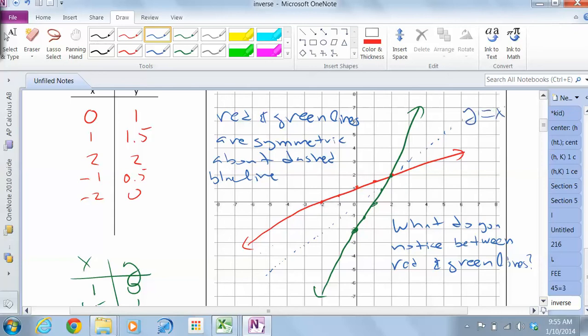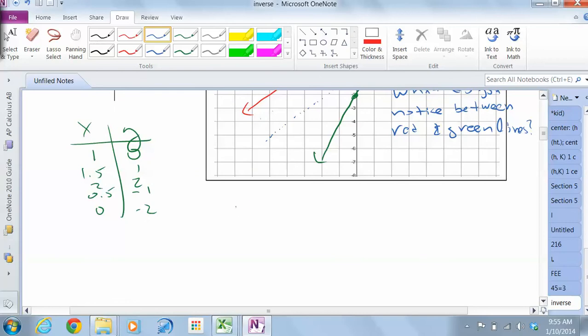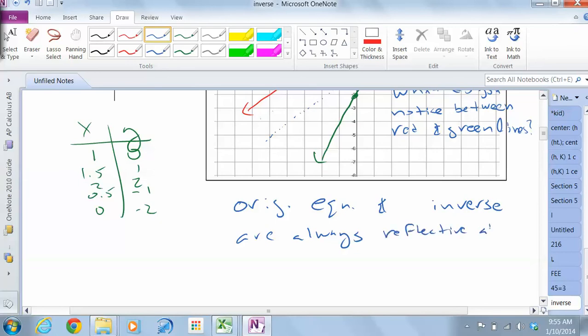So what happens is that when you have an inverse, the original equation and inverse are always reflective about y equals x. Or you could use the word symmetric as well.